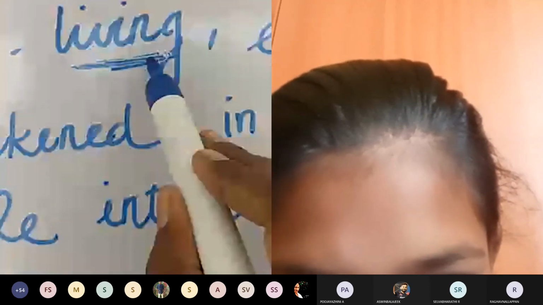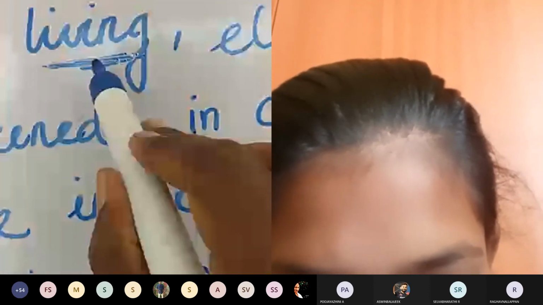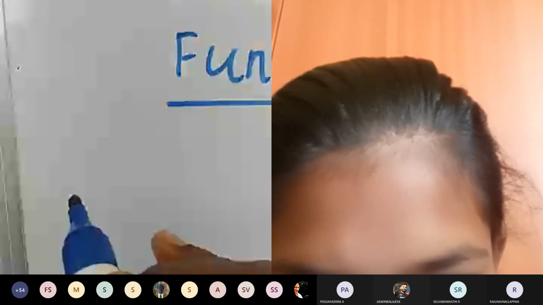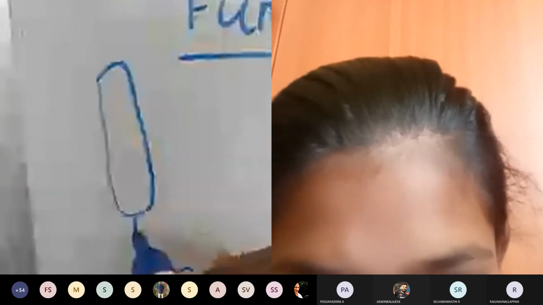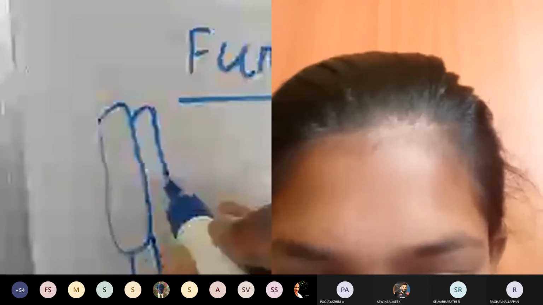Okay, collenchyma are living cells and they are elongated. What is the meaning of elongated? They are arranged in an elongated manner. This is elongated. Spherical means like this, round. This is elongated. Collenchyma cells are elongated cells.